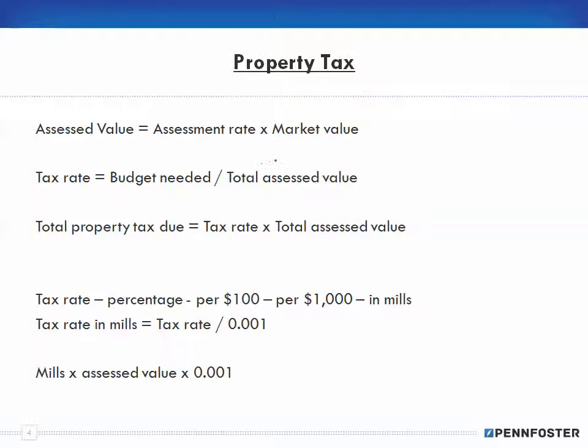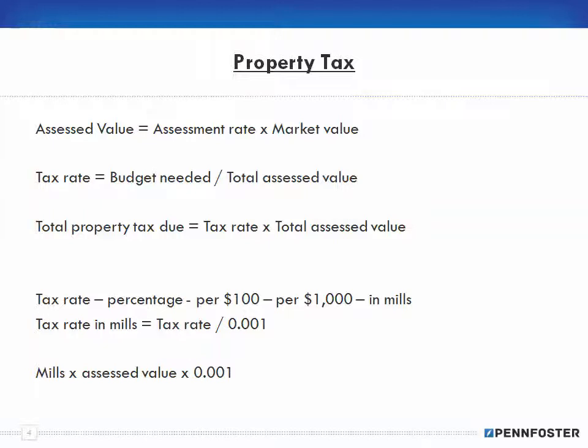Our tax rate is the budget needed divided by our total assessed value. That's how we get that percentage. Whatever the budget needed is, you make something up. Let's say 250,000, and my total assessed value happens to be, say, a million. My tax rate ends up being 0.25. It's nothing more difficult than that, and you'll get more practice with the drill problems, the word problems, and the summary practice test.